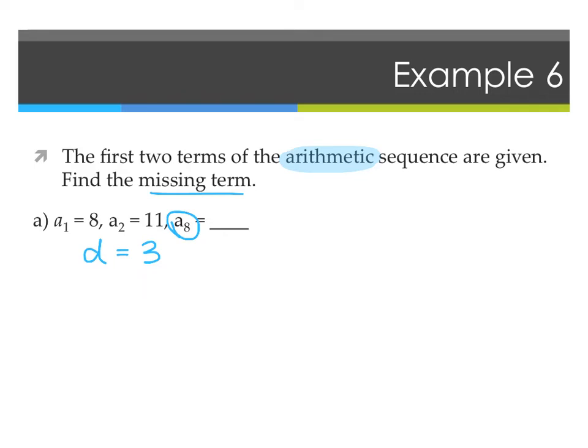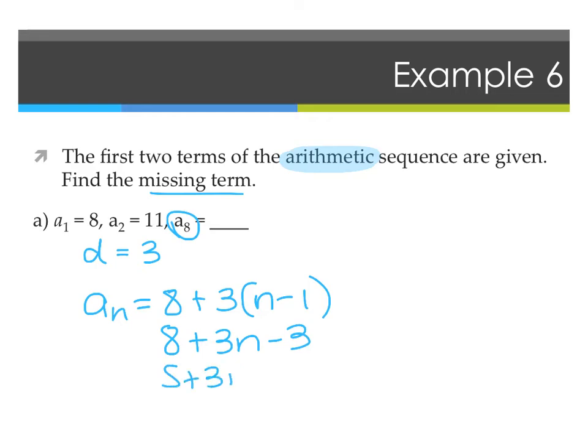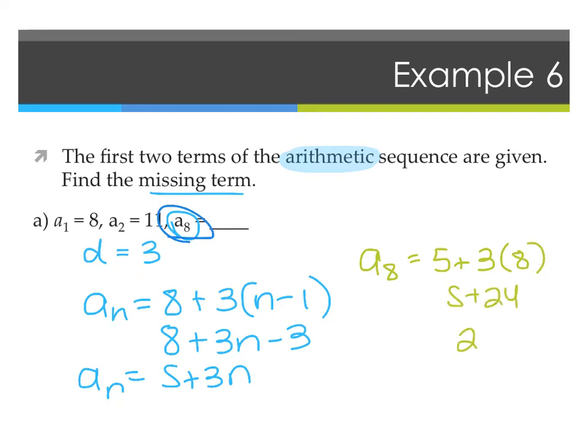You plug in an 8 for the n. Good. So you can figure out a sub n, which would be 8 plus 3(n minus 1). This is what we just did. Or 5 plus 3n. And then I'd go directly to a sub 8. So I'd say a sub 8 equals 5 plus 3 times 8, 5 plus 24, which is 29.